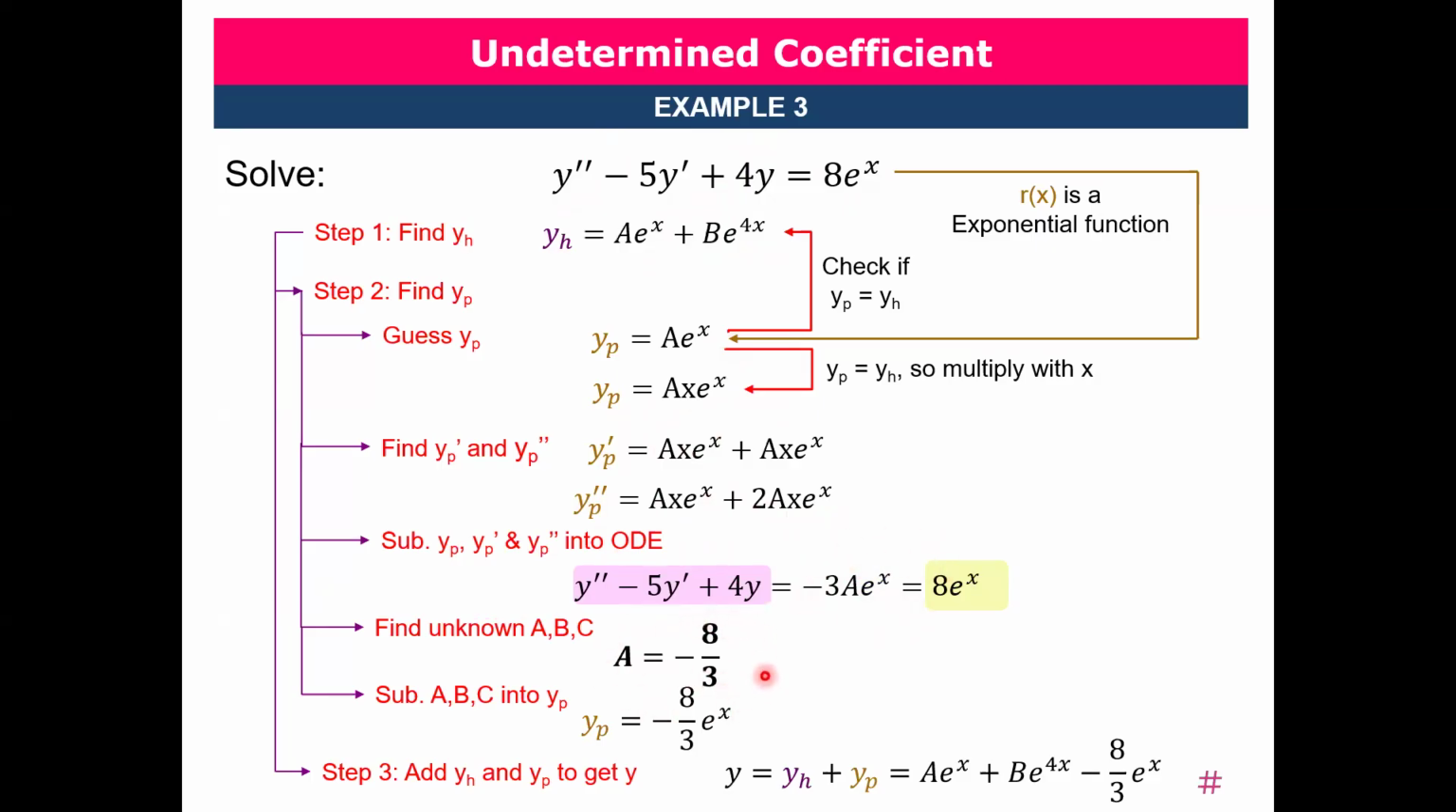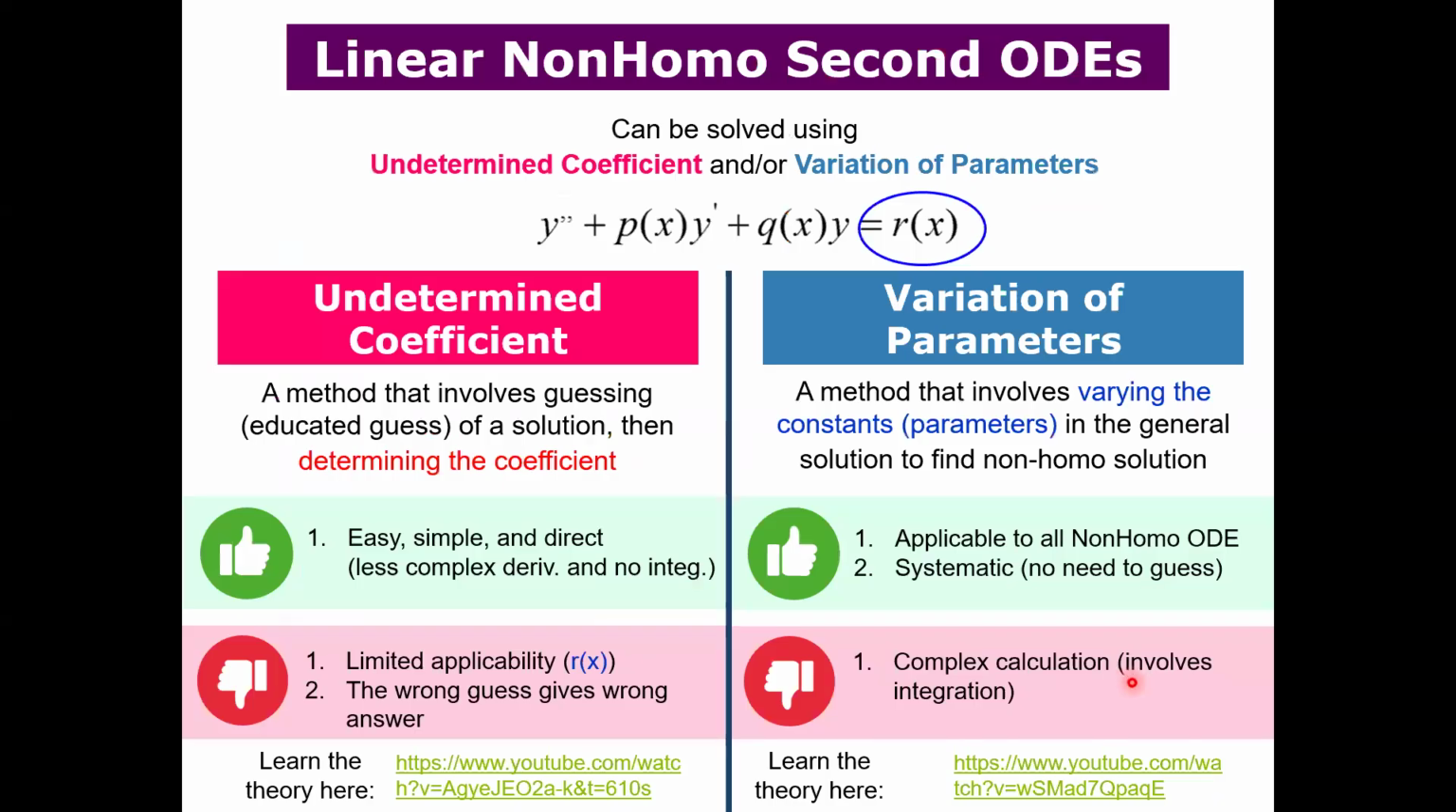After getting the value of A, substitute it into the YP and add the YH that you obtained initially and the YP that you get here. And finally, you will get the general solution of the non-homogeneous linear second ODE in the question. Okay, I hope you understand.